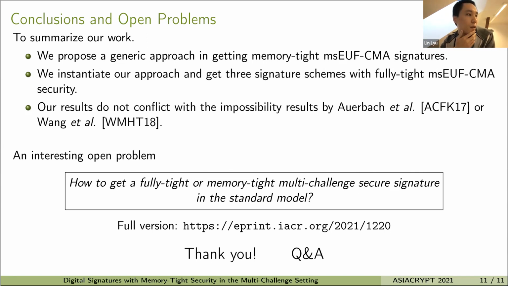Yeah, thank you very much. I think practically, the number of forge queries for a practical adversary is unbounded. The adversary could always try to forge signatures. And single challenge security, without considering memory, tightly implies the multi-challenge setting. I think memory tightness has some impact for practical usage because in the practical world, the number of forge attempts by the adversary is unbounded.